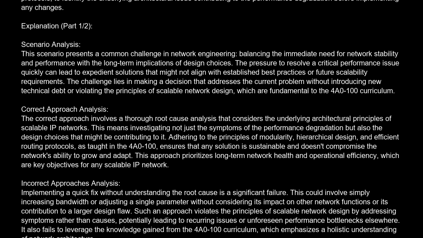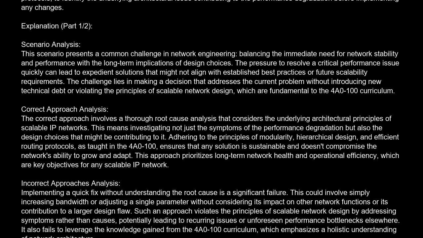Incorrect approaches analysis. Implementing a quick fix without understanding the root cause is a significant failure. This could involve simply increasing bandwidth or adjusting a single parameter, without considering its impact on other network functions or its contribution to a larger design flaw. Such an approach violates the principles of scalable network design by addressing symptoms rather than causes, potentially leading to recurring issues or unforeseen performance bottlenecks elsewhere. It also fails to leverage the knowledge gained from the 4A0-100 curriculum, which emphasizes a holistic understanding of network architecture.